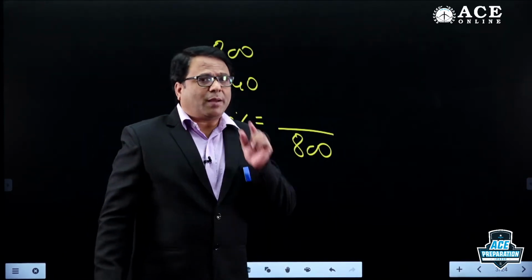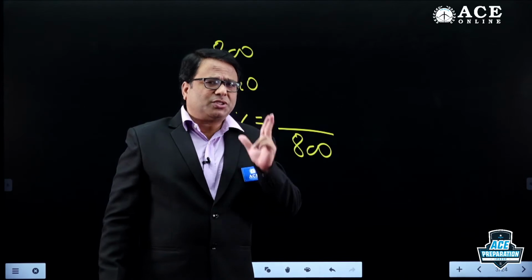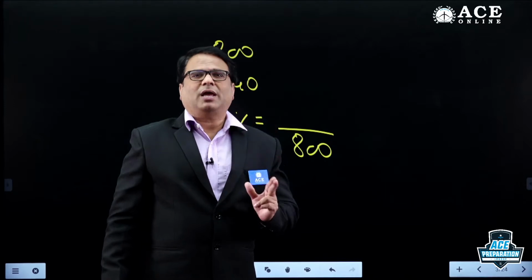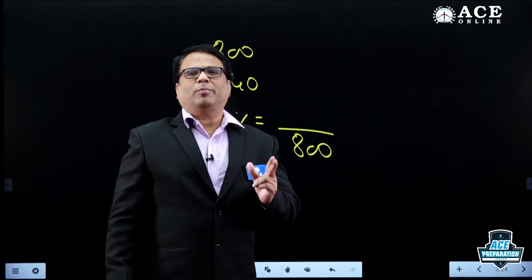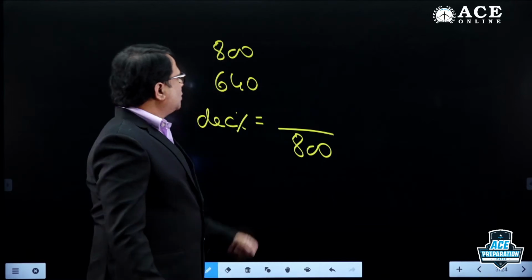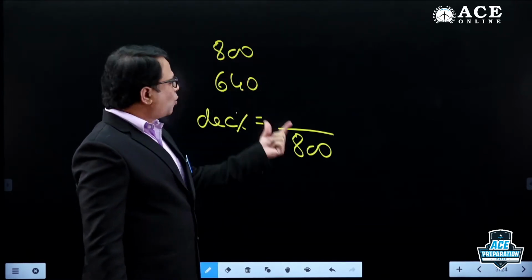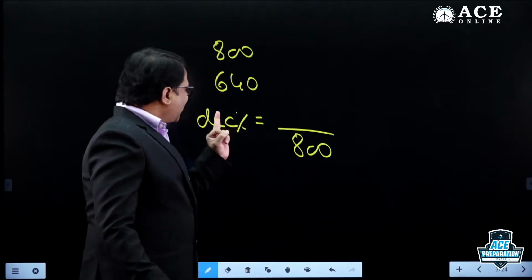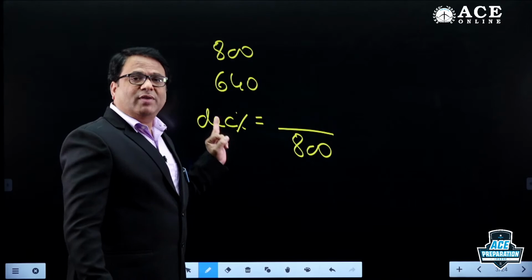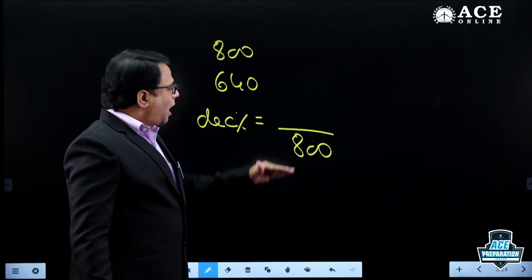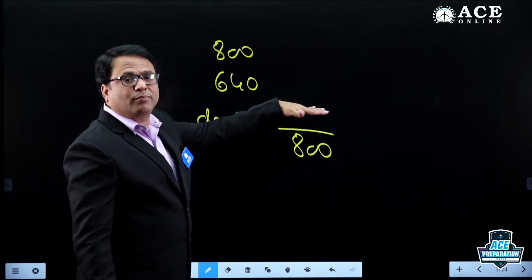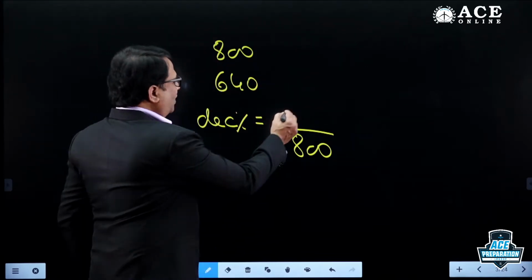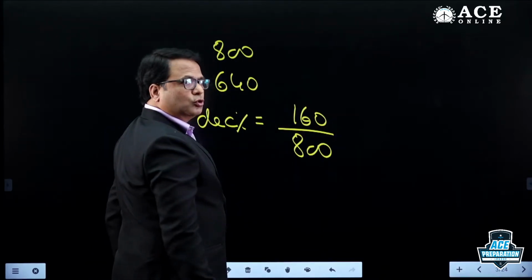I already told you the number with which comparison is done is always the denominator. जिस number से comparison होता है वो number हमेशा denominator होता है. Okay? Right. So यहाँ पे comparison 800 से हो रहा है. So 800 is the denominator. Then what should be the numerator? We are calculating decrease percent. How much is the decrease will become the numerator. And here the decrease is 160. So 160 will be the numerator.